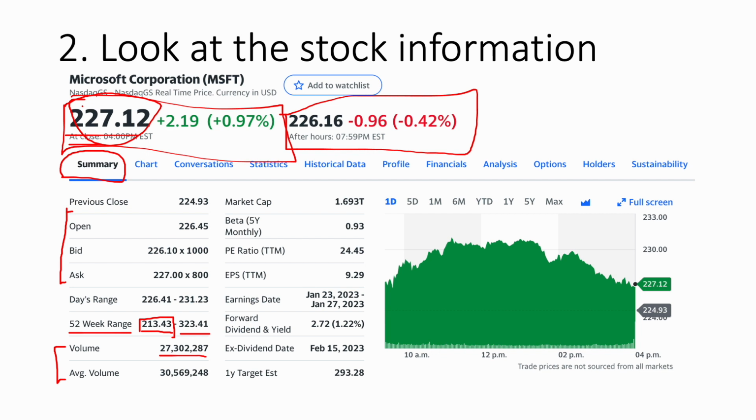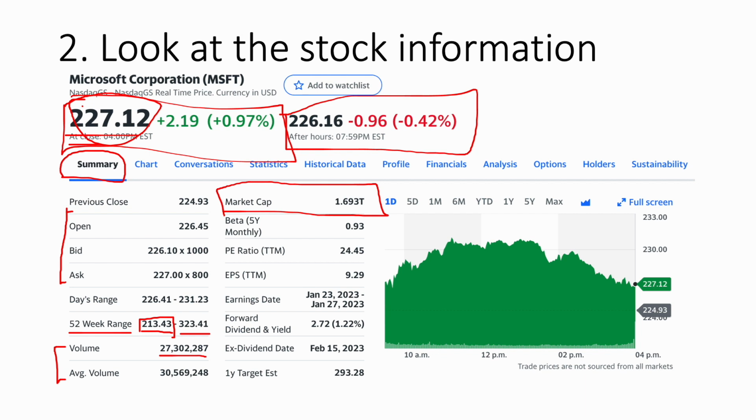Average volume is just averaged out over a period of time. This is important for smaller companies or stocks that aren't traded as much. If that volume is close to zero, you're not going to be able to cash out because no one's trading the stock. The market cap is the total company valuation. It is calculated by taking the share price and multiplying it by the total amount of shares. That'll give you basically the value of the entire company. So Microsoft is worth around 1.7 trillion.